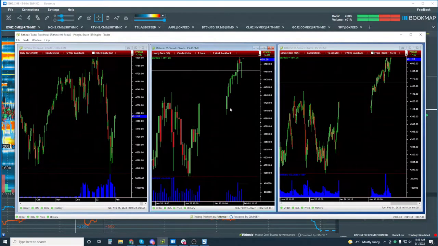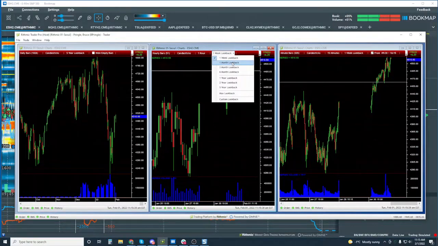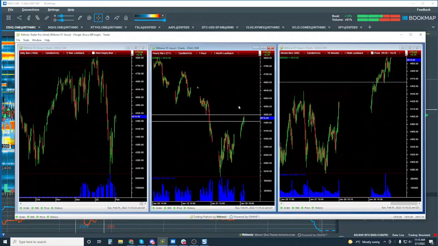A week is just not going to be enough. I need to see more. And a month is just too much. Yeah. Well, anyway, looking for the move up to the 45.20.